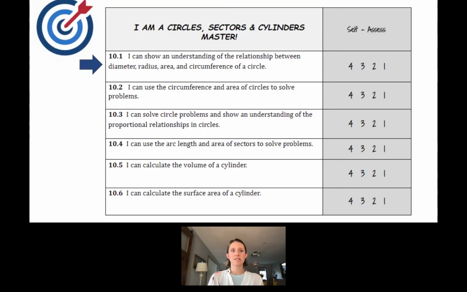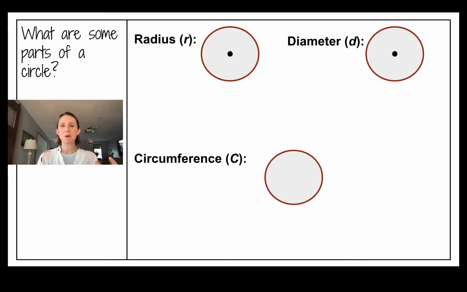Today's lesson goal says, I can show an understanding of the relationship between diameter, radius, and circumference of a circle. Area is a topic we're going to come back to at a later time. Let's fill in the first part of our notes with these 3 basic parts of a circle.